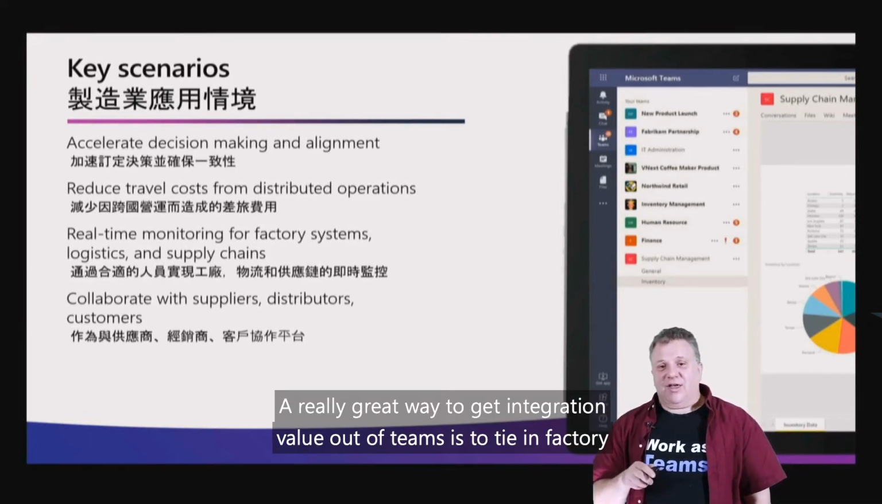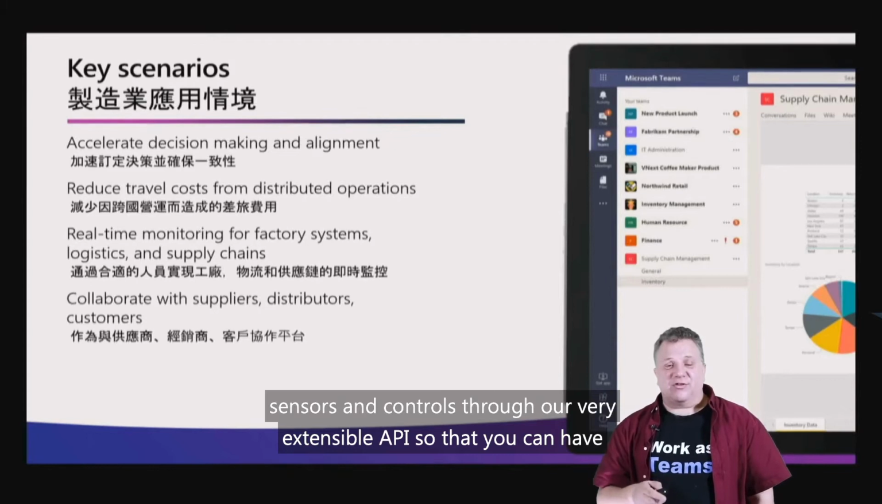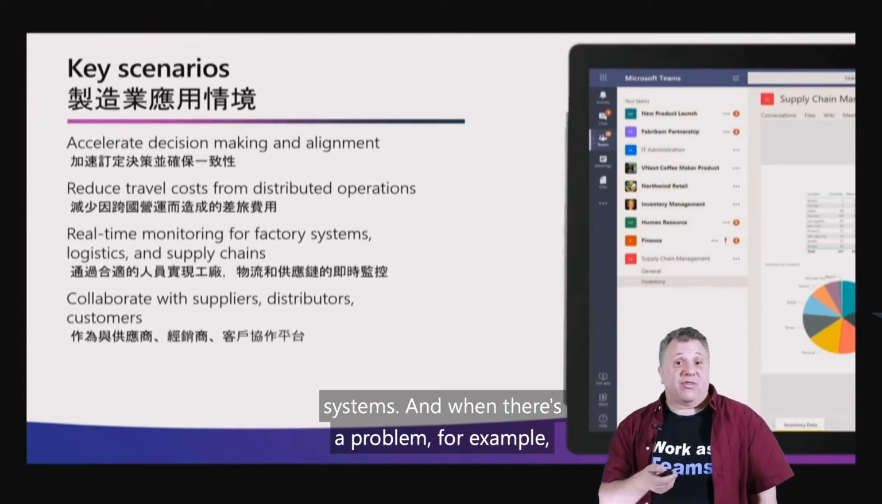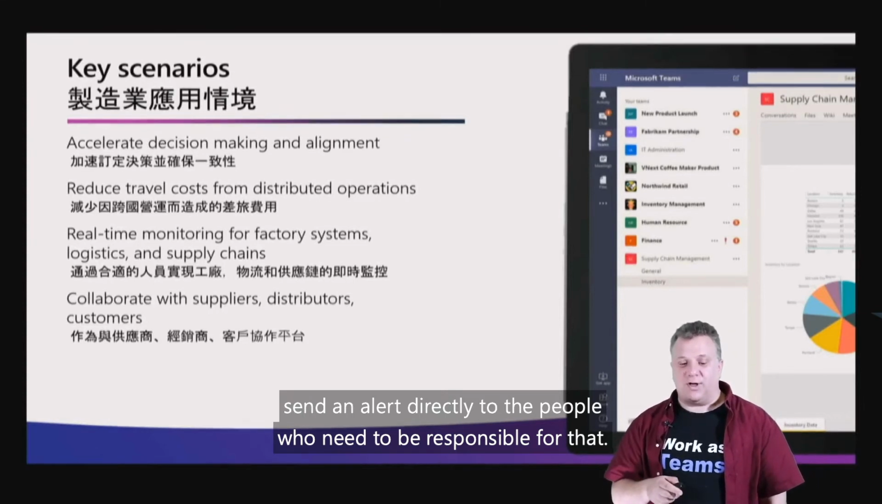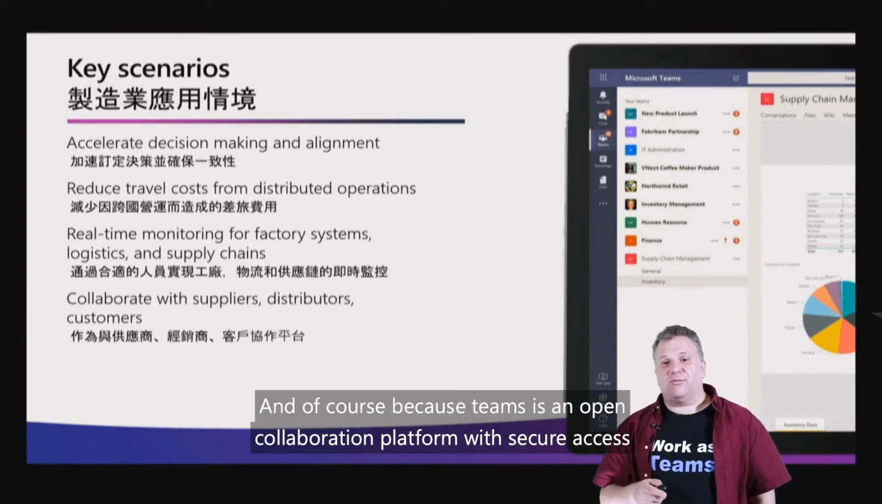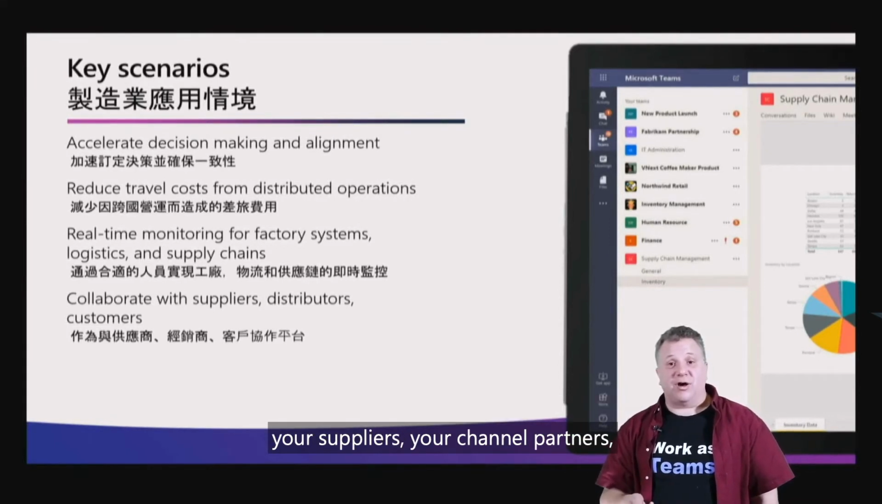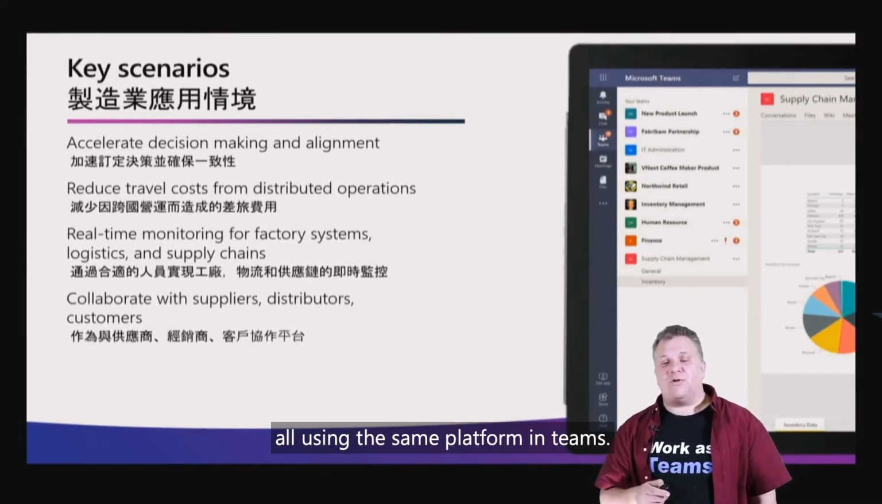A really great way to get integration value out of Teams is to tie in factory automation systems, sensors, and controls through our very extensible API, so that you can have messages, notifications, and dashboards show up to help manage complex manufacturing systems. And when there's a problem, for example, send an alert directly to the people who need to be responsible for that. And of course, because Teams is an open collaboration platform with secure access for external parties, you can also use it to collaborate with your distributors, your suppliers, your channel partners, anybody else out in your broader industry ecosystem, all using the same platform in Teams.